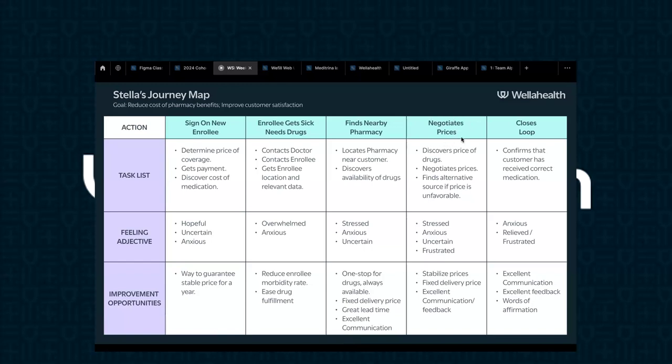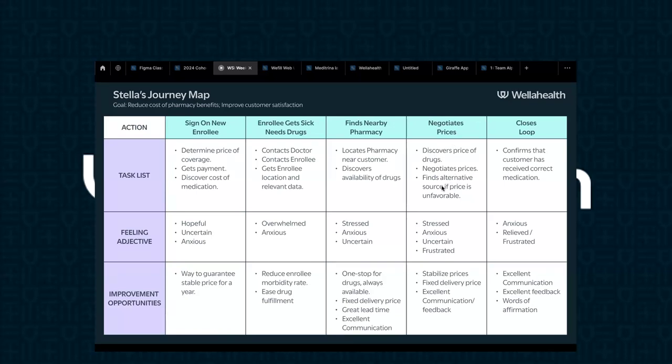Then she negotiates prices, right? And negotiating prices is a very tough process, right? It's hard to negotiate prices, and it's hard to make it what you do for the whole day, right? So one is that she discovers the price of the drugs. And then, of course, she's going to call multiple pharmacies to confirm that the price makes sense. And then she negotiates prices and finds an alternative source if the price is unaffordable.